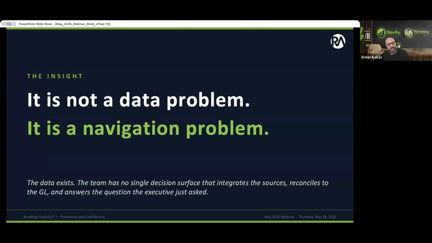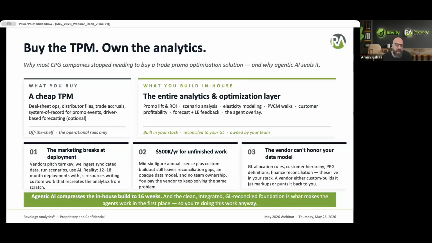And so it's a common sense statement, but it's not a data problem. Like all CPGs have plenty of data, right? It's an actual insights and a navigation problem. And I'll talk about what that means. But I think one of the fundamental things that is changing for CPGs, right? And honestly, this has been the case really for the last 10 years.